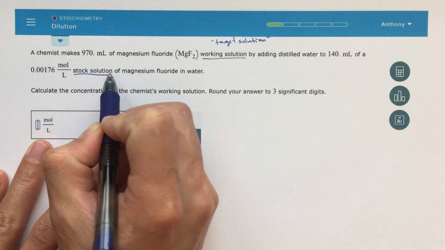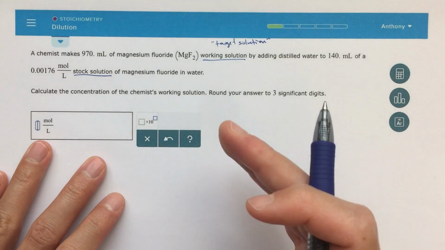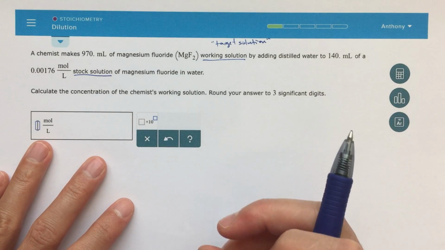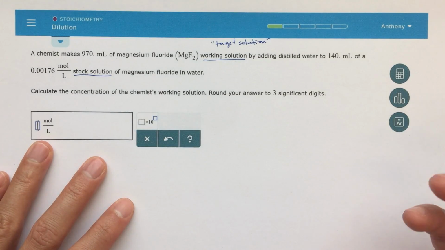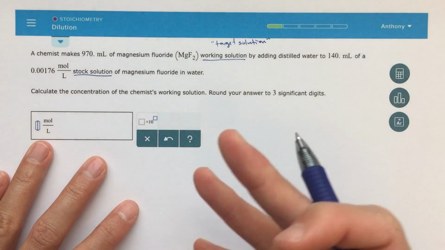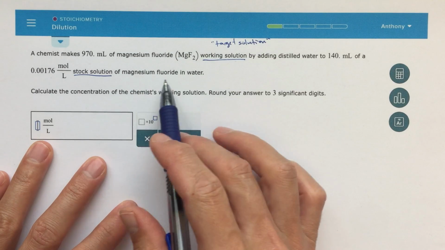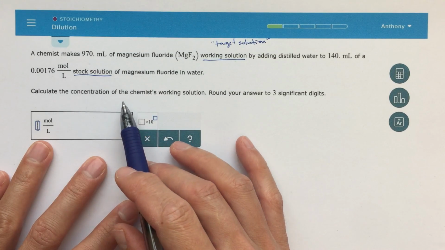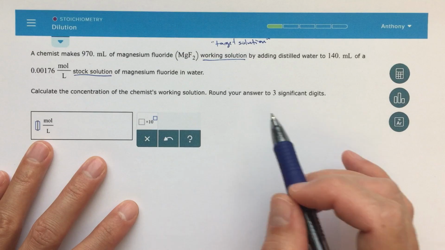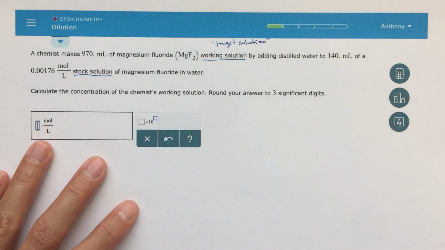And this stock solution, that's going to be another term that we're going to use. Usually the stock solution is going to be more concentrated, and we're going to be able to dilute it to make whatever other solutions we want. Of magnesium fluoride in water, calculate the concentration of the chemist's working solution or target solution. Round your answer to 3 sig figs.